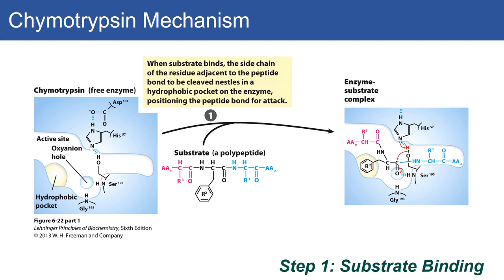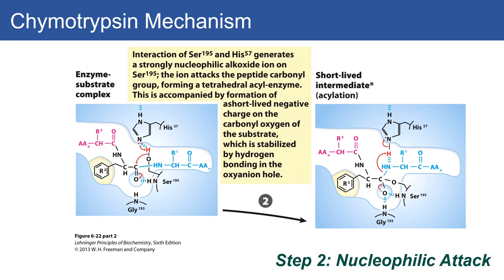The next step, after the substrate binds, is a nucleophilic attack. Basically the histidine 57 generates this nucleophilic attack, where there's an alkoxide ion on serine 195. And so the ion attacks that peptide carbonyl group. It forms a tetrahedral acyl enzyme intermediate, with a short-lived negative charge on this carbonyl, which is stabilized by the hydrogen bonding in that hole. And that stabilizes the reaction very quickly.